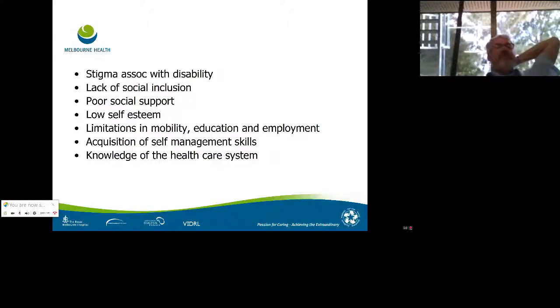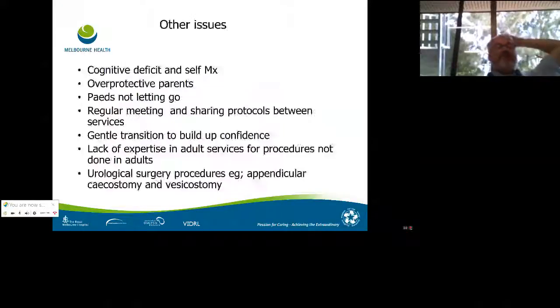And one of the major issues in transition is to let the patient and or carer know about the adult healthcare system. So this is my last slide. You'll be happy to know. The other issues that are really, I think, very important are the cognitive deficits and self-management, and the need for social worker involvement there, overprotective parents and the difficulties in weaning the child away from the parents and the parents away from the child.